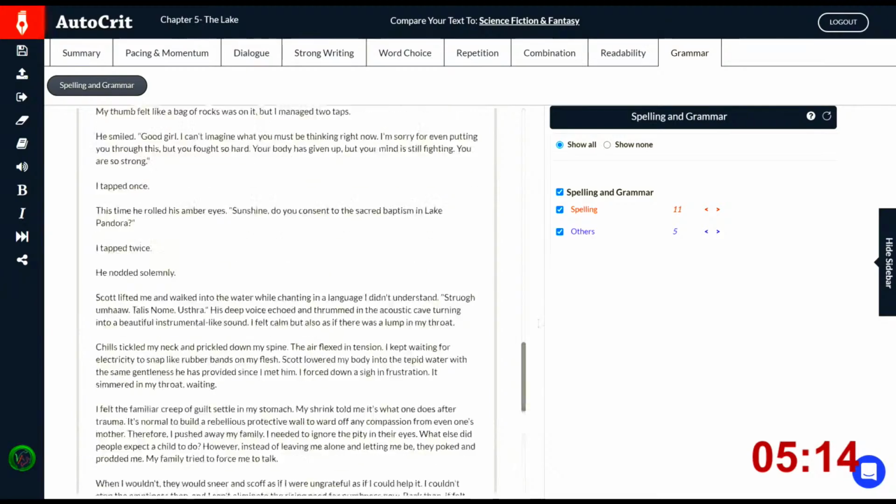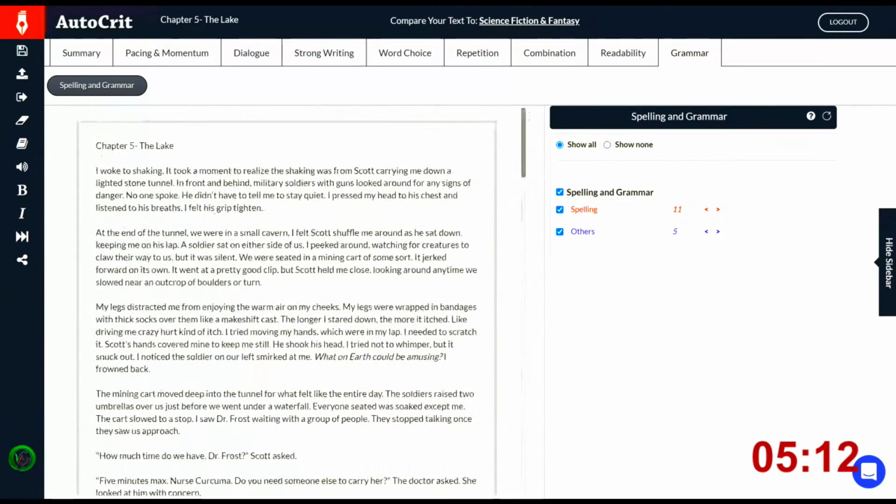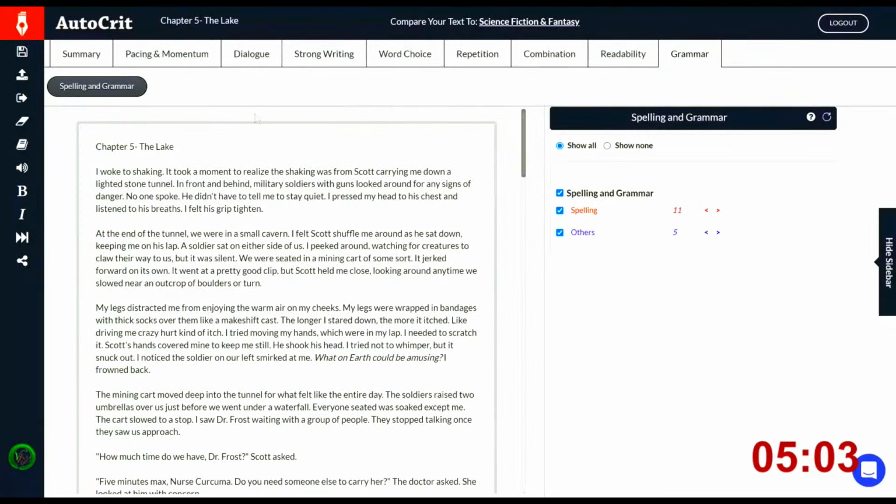All right. So we are done doing all the spelling and grammar. We have about 5 minutes left. I am going to go on to our verb choices.